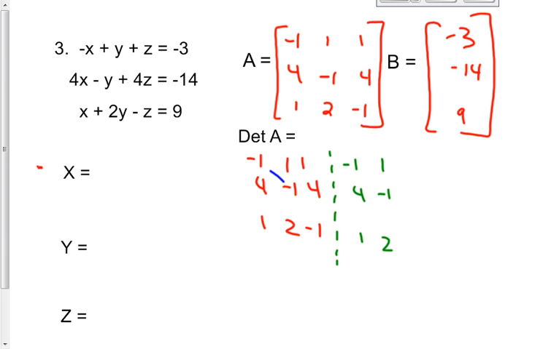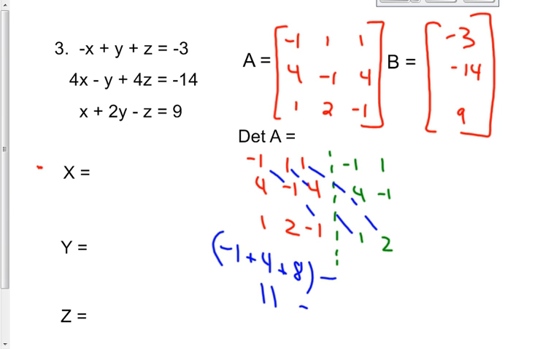Negative 1 times negative 1 times negative 1. Negative 1. Plus 1 times 4 times 1. Plus 1 times 4 times 2. 8. Those are the down values. Negative 1 plus 4 plus 8 should be 11. Now, when we do determinants, remember we subtract in between.